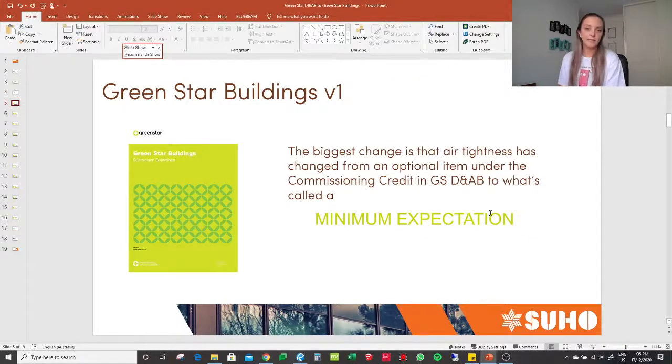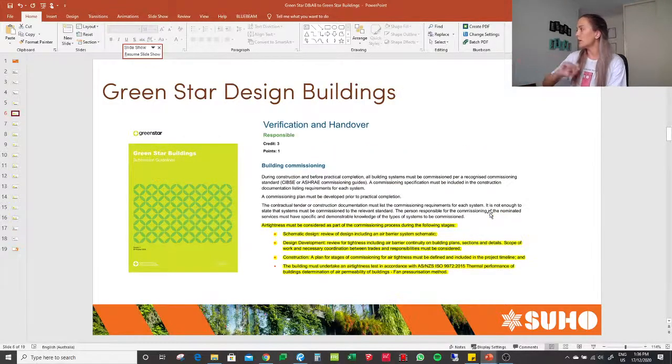So moving on to Green Star Buildings version 1, the biggest difference between the two tools is that air tightness testing is now a minimum requirement, or they call them minimum expectations. So any project registered under this tool must have a test done. You're probably all aware that the credit structure has completely changed. So air tightness testing is under a credit called verification and handover and is still referred to as building commissioning.